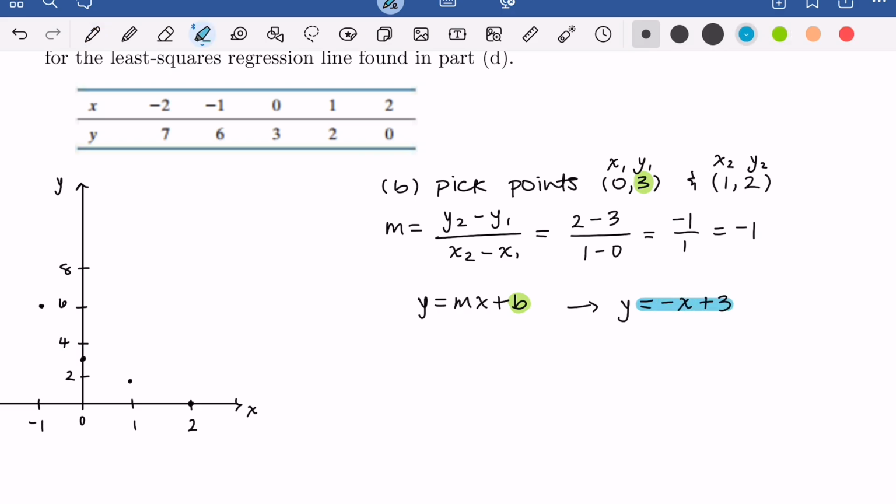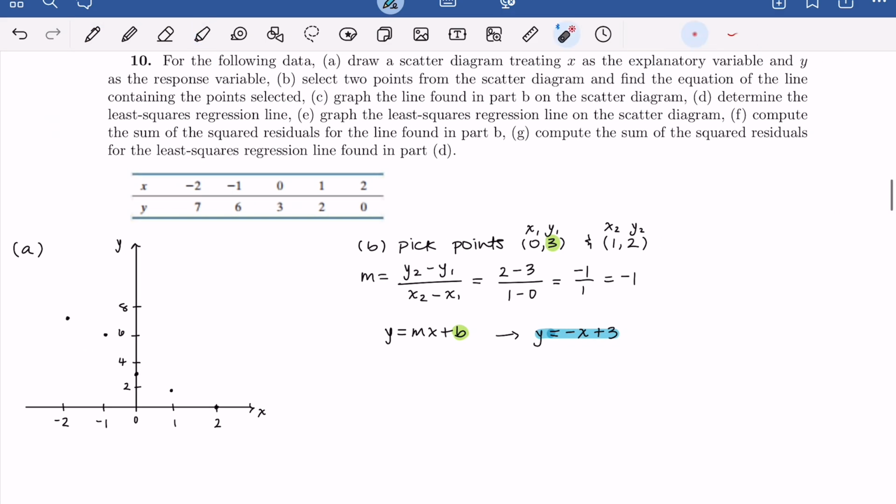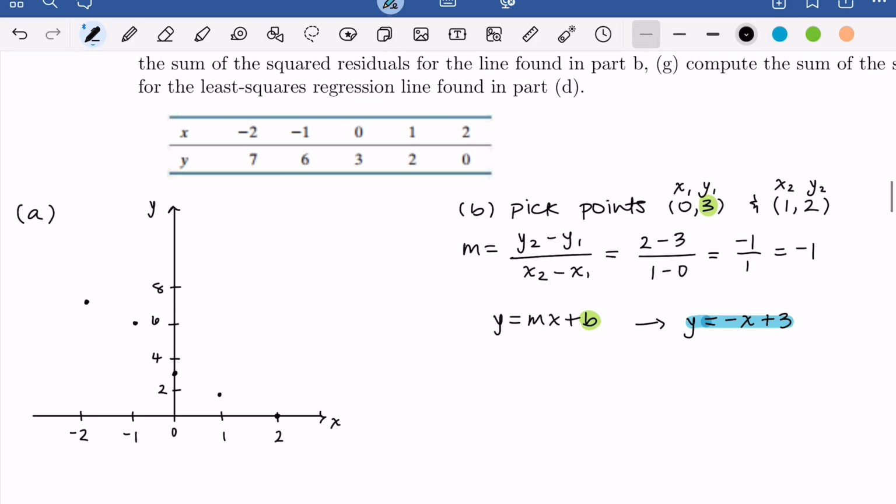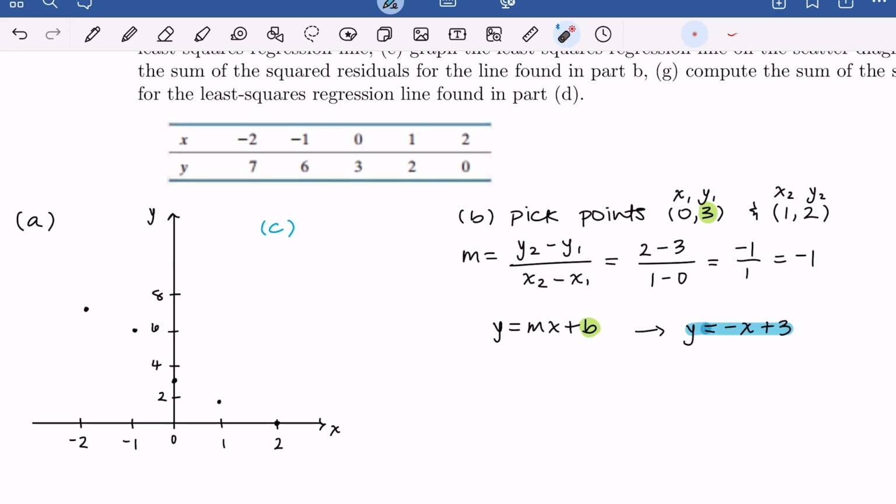And then in part C, I think we're graphing this. Let's see. So we're going to graph the line found in part B on this scatter diagram. So instead of drawing another one, I'm just going to color coordinate. So for part C here, we're graphing this blue line. Okay, so in this case, we know what our y-intercept is, so that's where we're going to start. Our y-intercept is 0, 3. So I'm going to plot that on this diagram here. It's going to be this point.